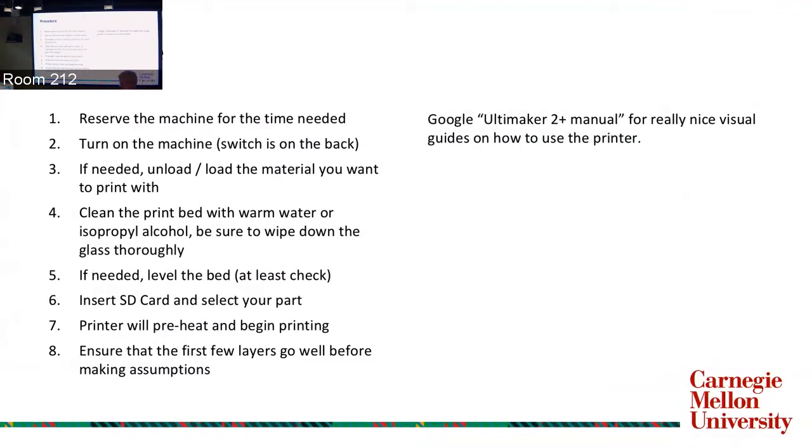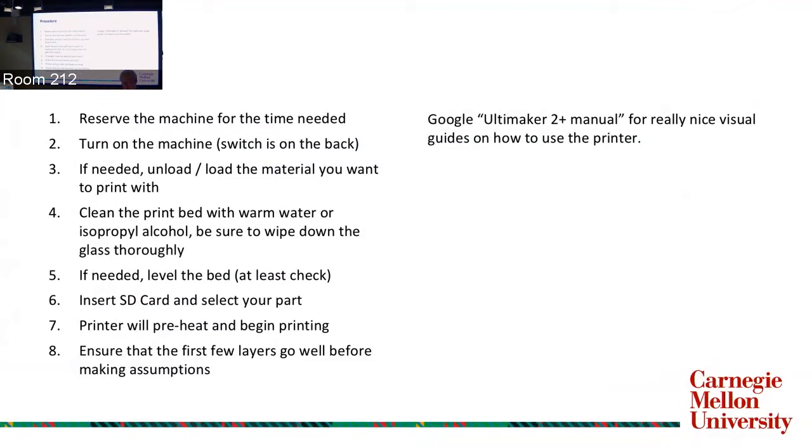Turn on the machine, the switch is on the back. You may need to change out filament. The roll that's on there may not have enough for what you want to do. It may not be the right material, may not be the right color, whatever. So if you need to do that, Google the Ultimaker 2 manual. They've got really nice animated pictures showing exactly how to do it. There's a wizard that'll do most of the work for you on the printer too. Unload the material that's on there, load the material you want if you need to.